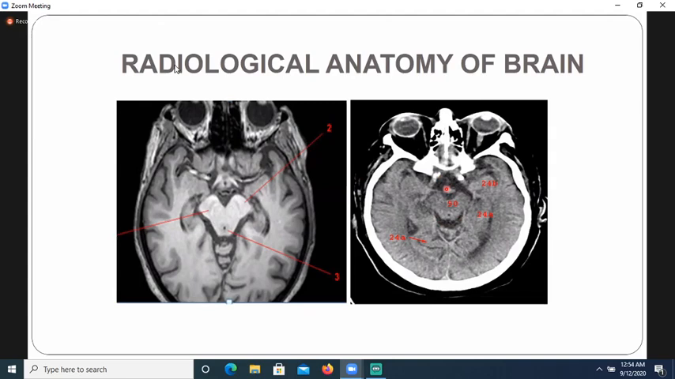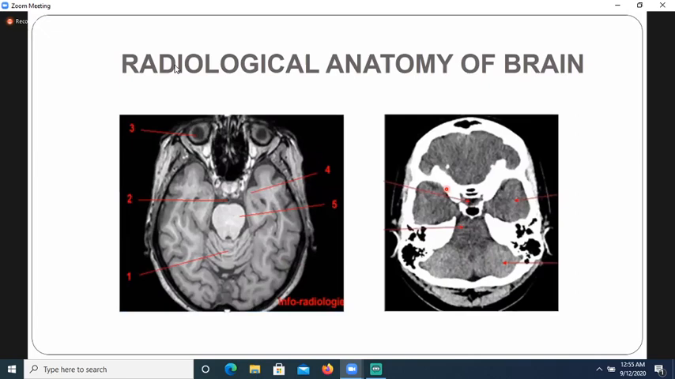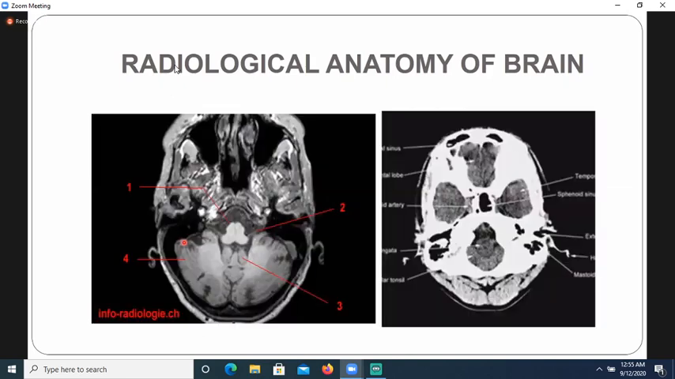Again, lower down, this is the pons. For the posterior fossa, CT is not good because of the petrous bone, petrous apex, which obscures most of the structures. In these cases, the MRI is the best. This is the cerebellum, pons, temporal lobes. Lower down, this is the medulla, and then these are the cerebellar tonsils and cerebellar hemisphere. Anteriorly, here is the frontal lobe, and this is the temporal lobe.